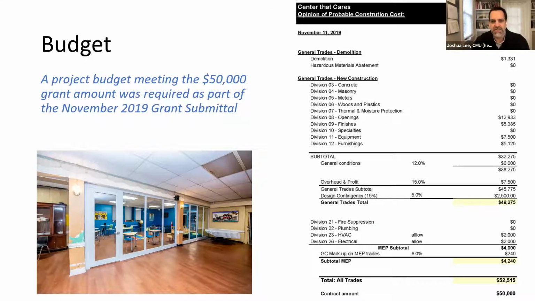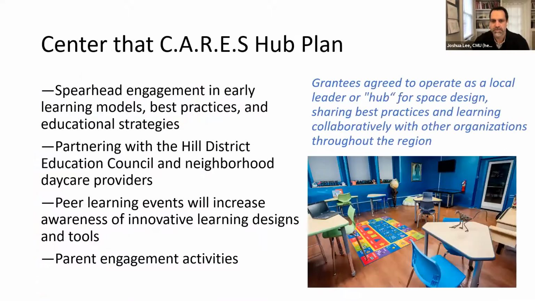And most of the money, as you can see in the openings, division 8 here, went to the glass wall or glass partitions anyway. But a significant portion was also spent on relatively high-tech equipment, and then of course the furniture as well. Next.